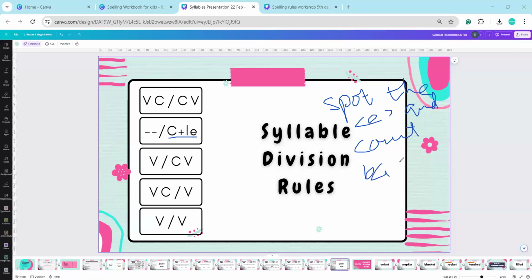Count back 3. Write it down somewhere. Write it down somewhere. Spot the E and count back 3. Spot the E and count back 1, 2, 3. So this is your syllable.